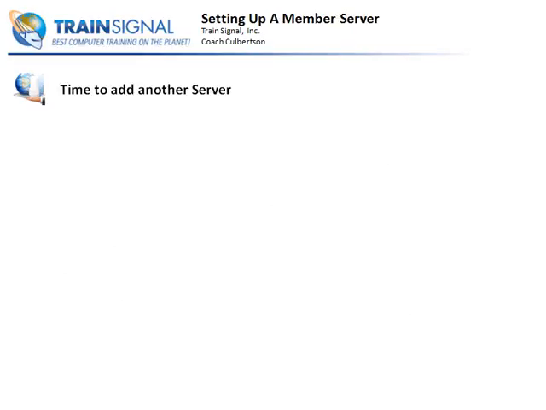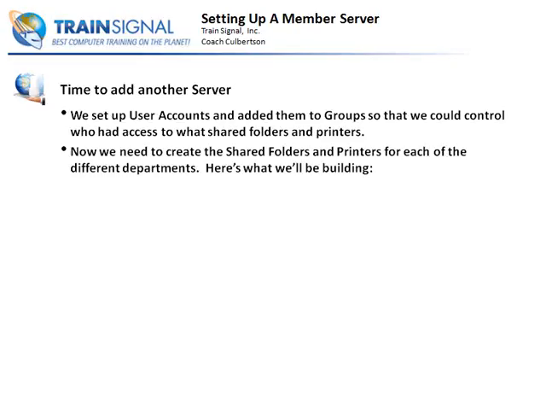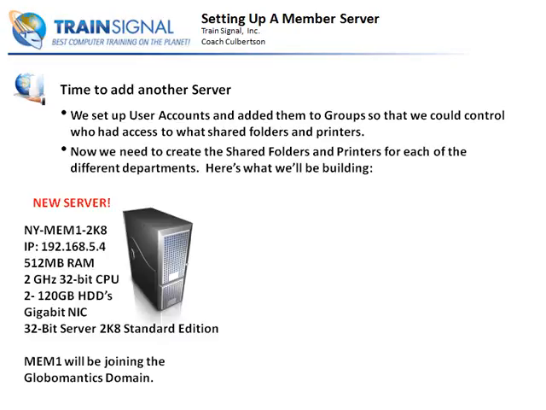All right, so let's start off by talking about adding in another server. Like I told you, we've set up our user accounts and added them to groups so we can control who has access to what shared folders and printers. No big deal there. But now we need to create the shared folders and printers for each of our different departments. In order to do that, we need that new server to handle that kind of workload. We don't want to be overloading our domain controllers because they have plenty to do, and there's a security issue there too. So we're going to be building this new server, and here's just a quick rundown.